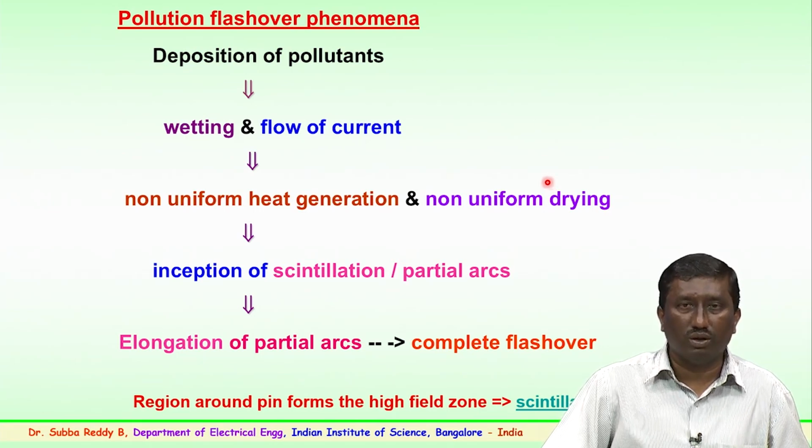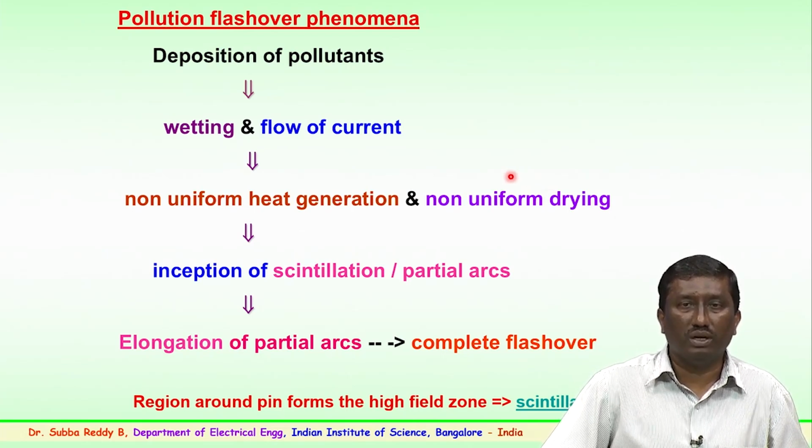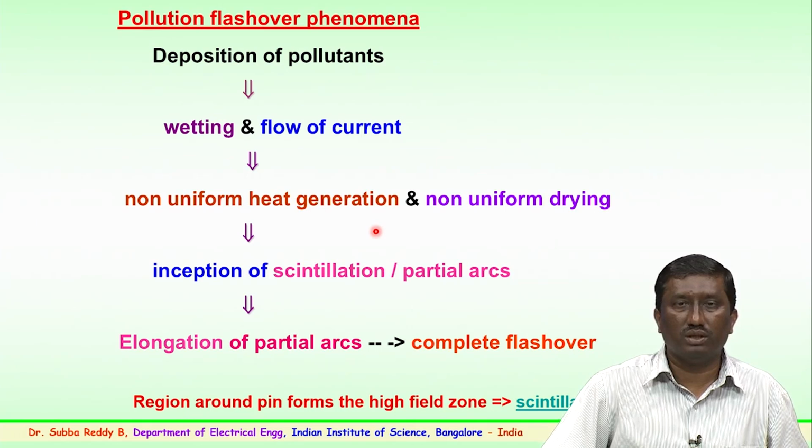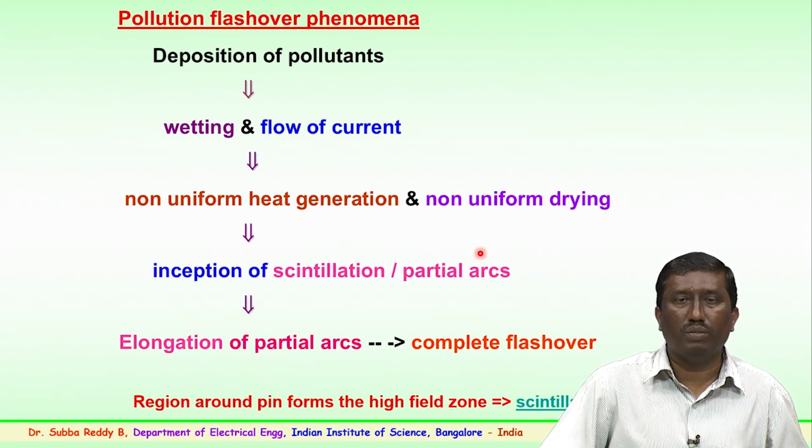So, because of this non-uniform distribution of pollutants on the surface, when the surface becomes wet, the leakage current starts flowing. Because of the non-uniform nature of the deposit, the current flowing is also non-uniform, and there will be a formation of wet and dry bands. The wet band is where current flows and the pollutants are accumulated, and the dry area is where pollutants are not present. This leads to non-uniform heat generation and non-uniform drying on the surface of the insulator.